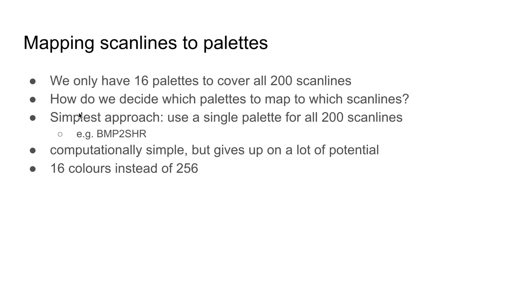So the problem here is we only have 16 palettes to choose from, and we need to cover all 200 scanlines in the image. So how do we decide which palette we should use for a given scanline? The simplest thing we can do is just to use a single palette for the entire image. And this is what some previous image converters did. And that's a computationally simple approach to take, but it obviously gives up on a lot of potential because we're limiting ourselves to only 16 colors for the entire image out of this theoretical maximum of 256.